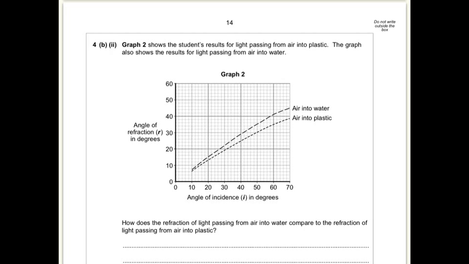Here the experiment is repeated, but as well as having air into plastic, you've got air into water. So it's a similar line, but slightly different. How does the refraction of light passing from air into water compare to the refraction of light passing air into plastic? Well, for the same angle of incidence, let's pick 40 there, the angle of refraction in plastic is smaller than the angle of refraction in water. That's what they're looking for. So the angle of refraction in plastic is less than the angle of refraction in water.